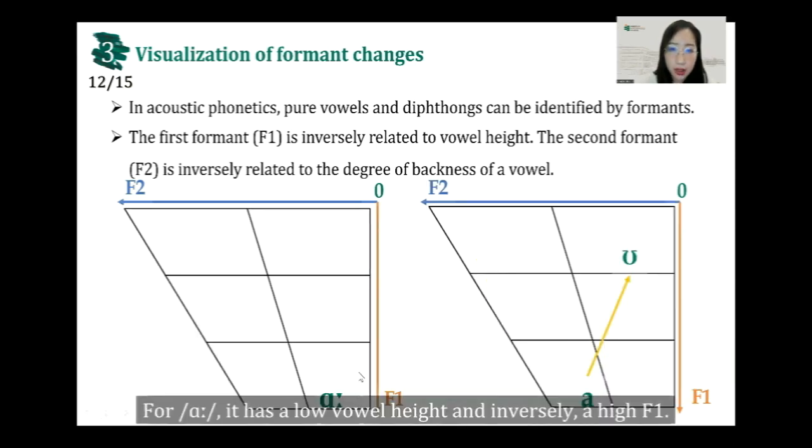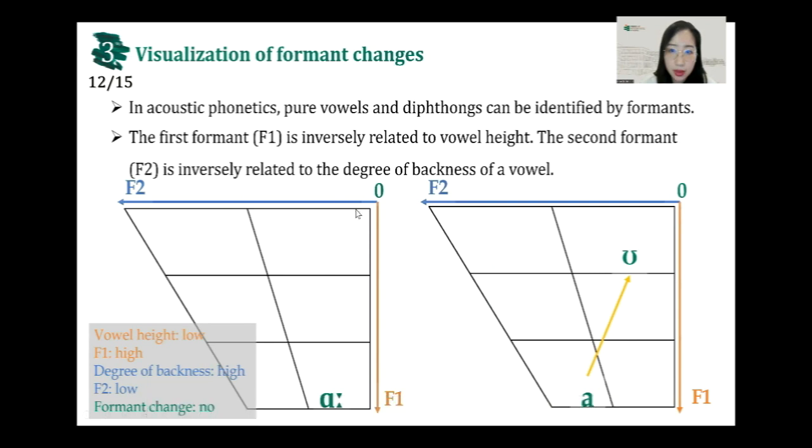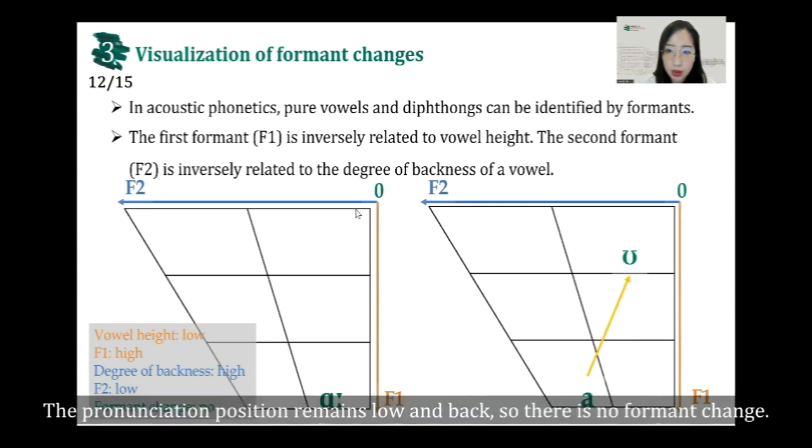For R, it has a low vowel height and inversely a high F1. It has a high degree of backness and inversely a low F2. The pronunciation position remains low and back, so there's no formant change.